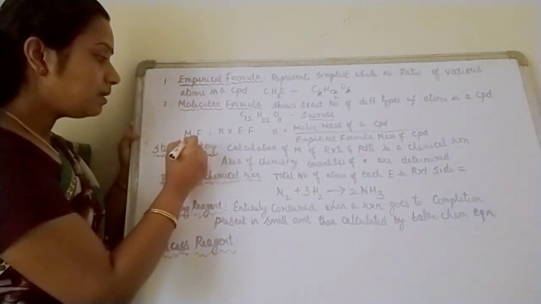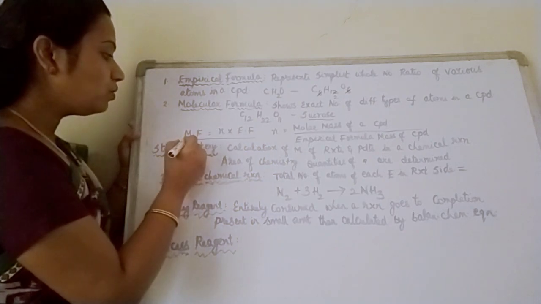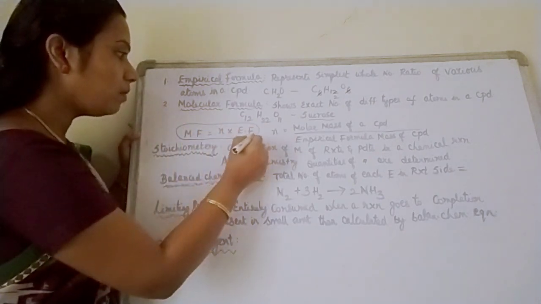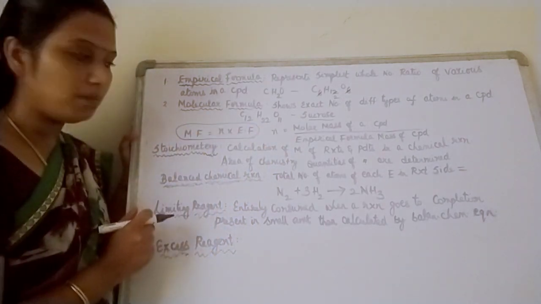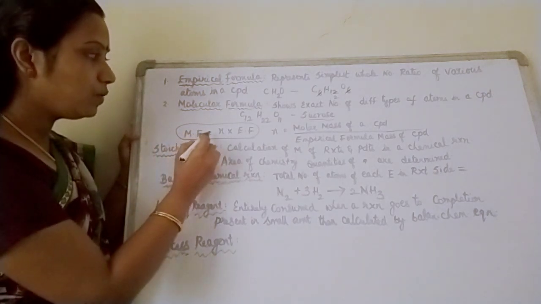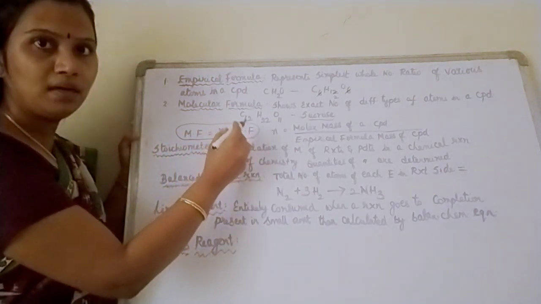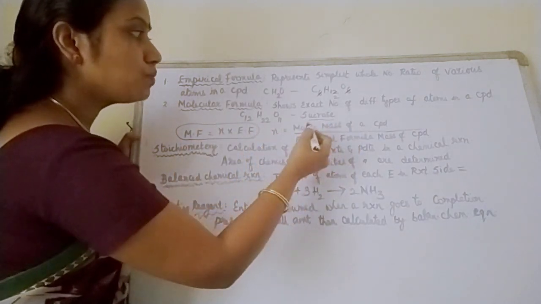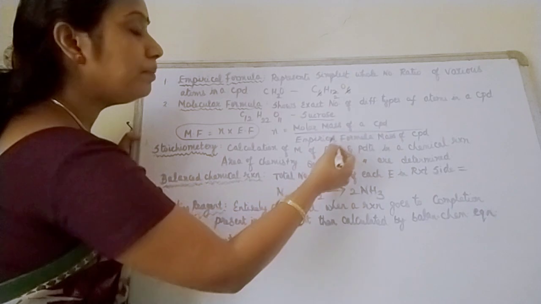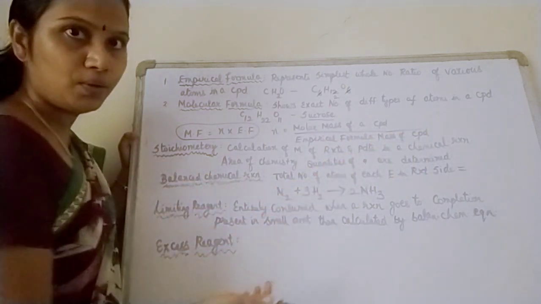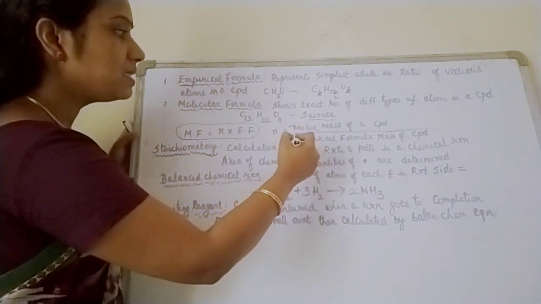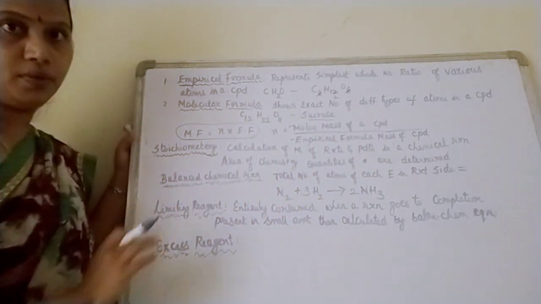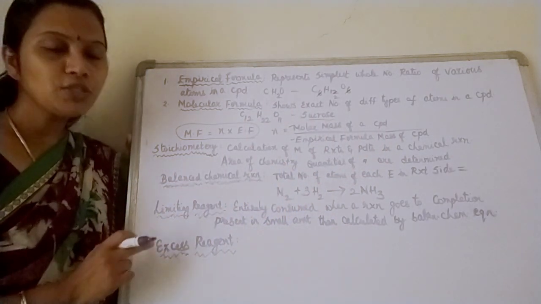Now, this equation is going to tell me how molecular formula is related to empirical formula. Molecular formula is equal to N into empirical formula, where N is equal to molecular mass, that is molar mass of a compound by empirical formula mass of a compound. Okay, this is molar mass and this is empirical formula mass of a compound. Done. Moving to the next topic, stoichiometry.